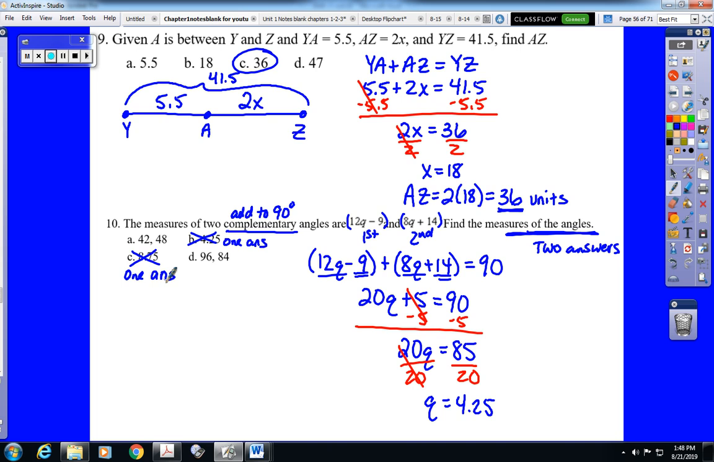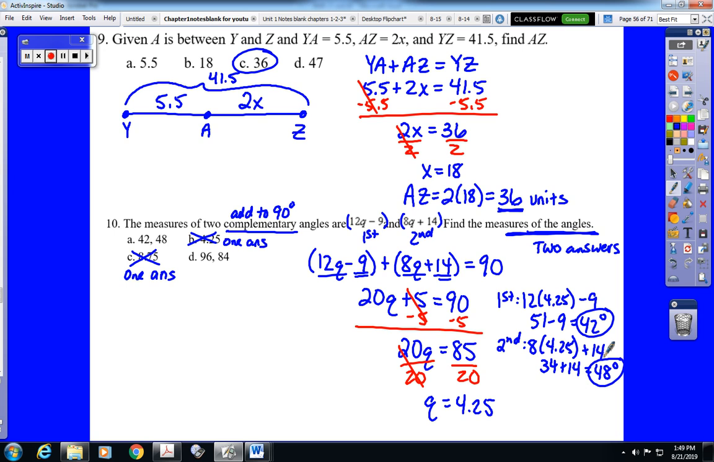So to figure out what those angles are, we're going to plug Q back in. Our first angle is going to be 12 times 4.25 minus 9. That would be 51 minus 9, or 42 degrees is our first angle. And our second angle, even though it's a multiple choice question and we already know the answer based on our first one, would be 8 times 4.25 plus 14, which is 34 plus 14, or 48 degrees. So our answers are 42 and 48.